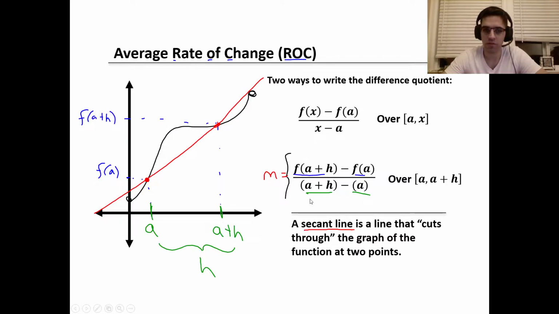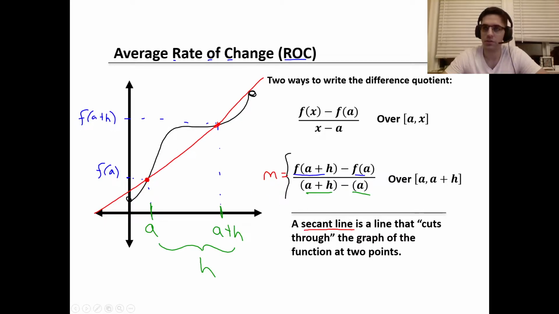The way we're going to look at it more commonly for the next couple weeks is this way. If we have an interval starting at a, and the interval is some value h wide, then the endpoint of this interval is a plus h. So our interval is from a to a plus h. Our difference quotient can be written as f of a plus h minus f of a over a plus h minus a. That represents our average rate of change given whatever the a and h values are.